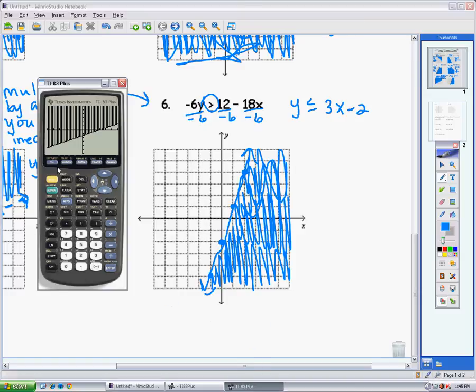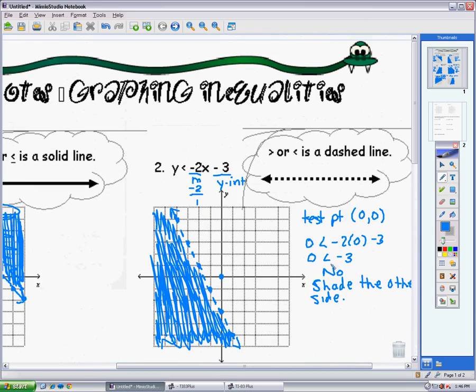With the calculator. Clear it, and I have 3x minus 2, and I'm going to have to go arrow over, and this time my symbol is less than, so I've got the thick line here, the greater than symbol there, and the less than symbol here. And now I'm going to press graph, and I get the same graph as I had before.